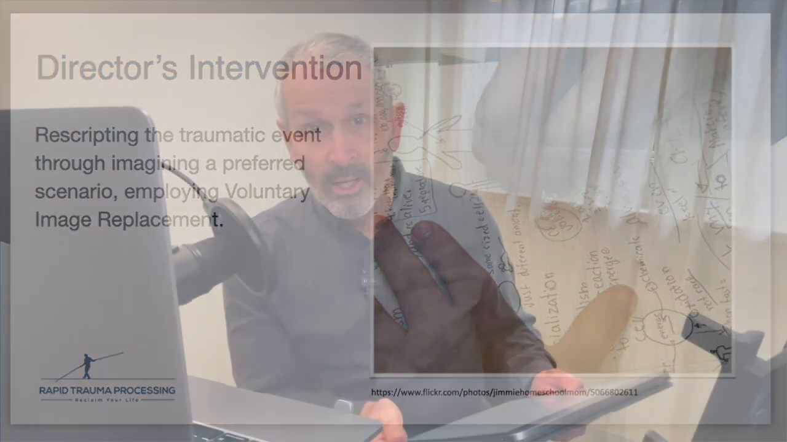Okay, so then there's the director's intervention, and this is where we're engaging in voluntary image replacement or re-scripting. The main purpose of that is to help reinterpret what occurred and to view the episode from a different perspective. So you might re-script an accident, like a car accident, as something that never happened. So it may be that you're treating a person.